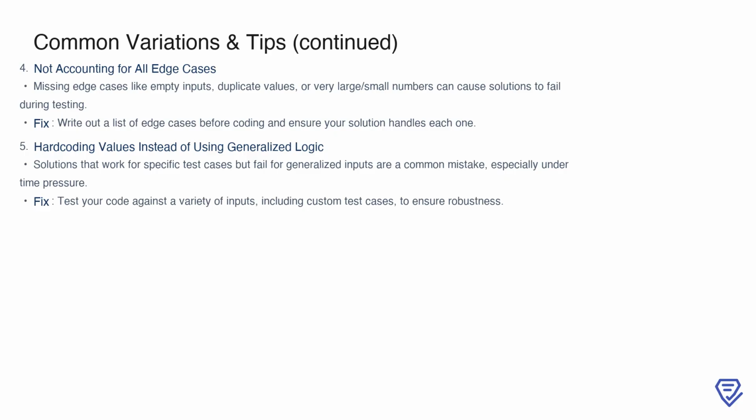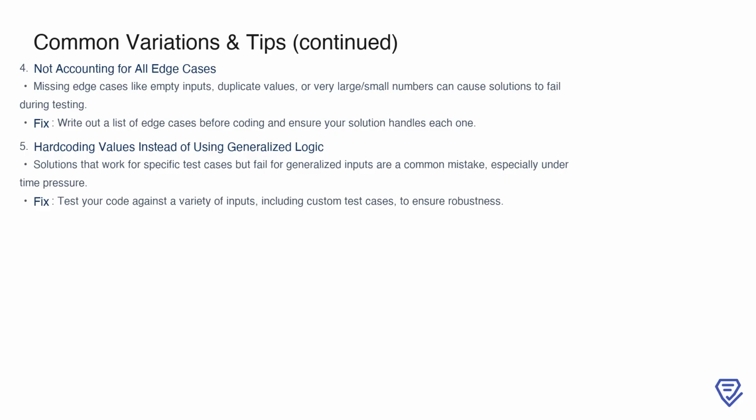Another frequent issue is failing to account for all edge cases. Neglecting scenarios like empty inputs, duplicate values, or extreme numbers can lead to solutions that work for some test cases but fail during evaluation. A simple fix is to create a comprehensive list of edge cases before you write any code and ensure your solution addresses each one.